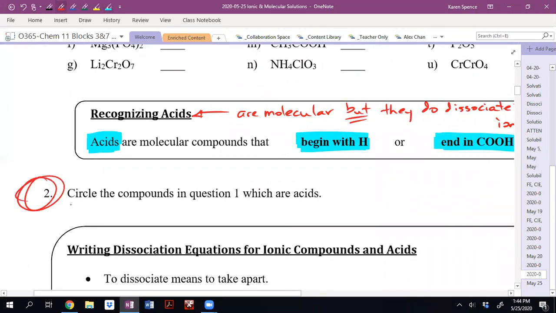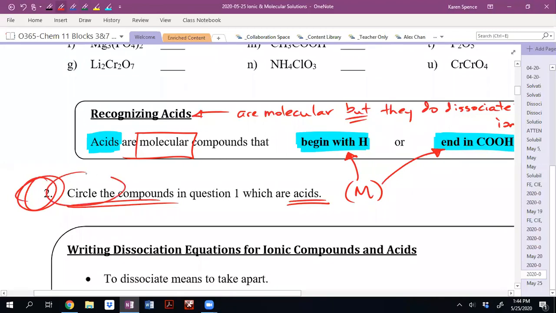So what you're going to do for question number 2 is you are going to circle the compounds in question 1 which are acids. Because they are molecular, you can just go find all the ones that say M, and then you can decide, do they begin with hydrogen or do they end in COOH? If they do, then they are an acid and you will circle them, okay?